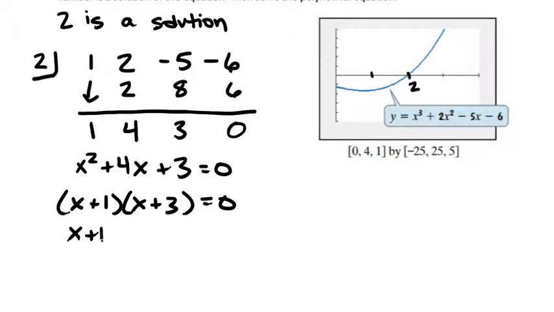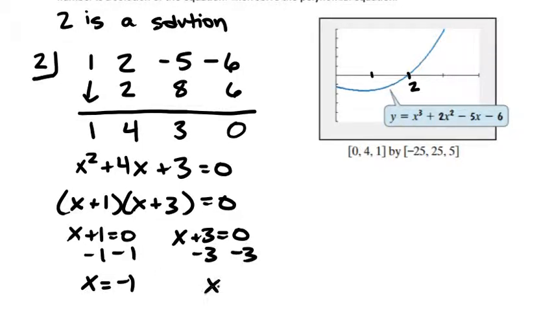X plus 1 equals 0. X plus 3 equals 0. And I get my two solutions of negative 1 and negative 3.